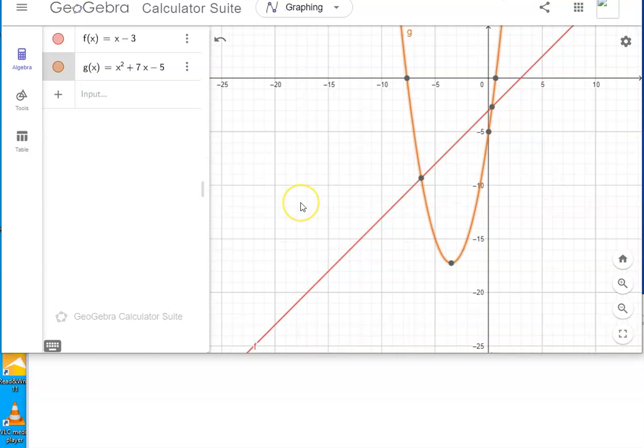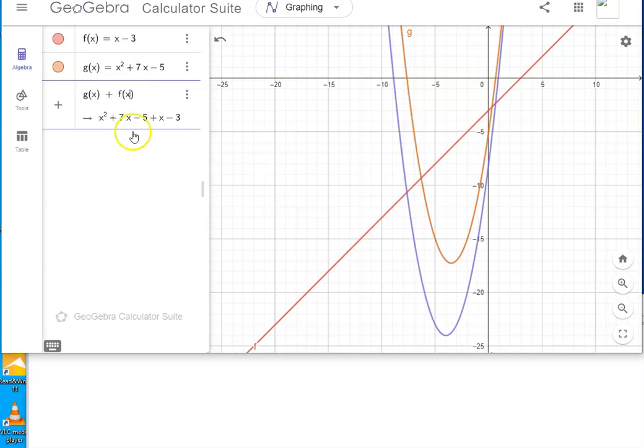Well, let's let GeoGebra do the adding together. I can just do this. I can do g parenthesis x plus f parenthesis x. It doesn't even combine terms. It just says, okay, that's what it'll come out to be. I hit enter, and that's my blue curve.